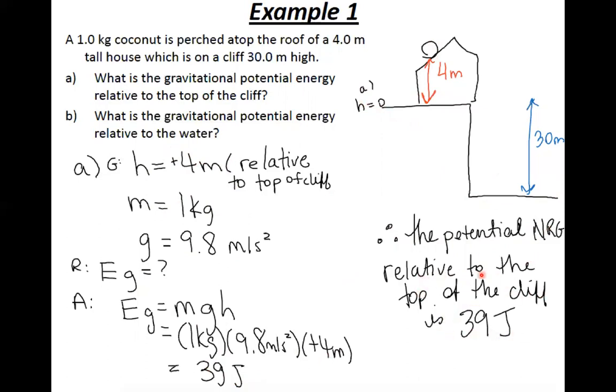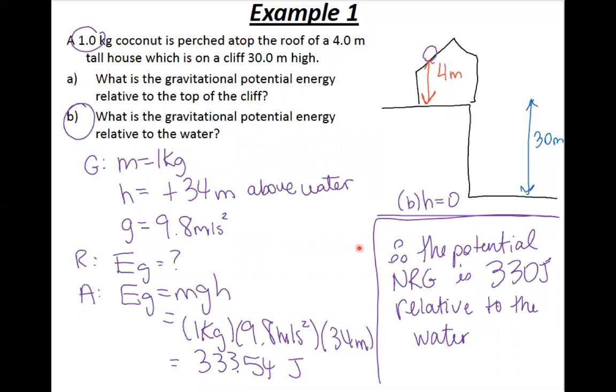We need to say this part because a potential energy is always relative to something. So you need to state what it's relative to. For part B, we're relative to the water. How is the solution going to change? The only thing that changes is that we sub in 34, positive 34 meters, because now we're 34 meters above our new reference, which is at the water. So 330 joules relative to the water.